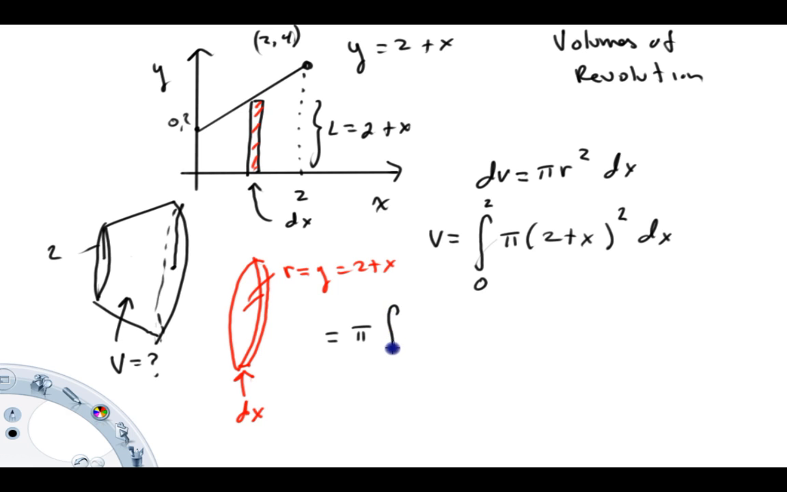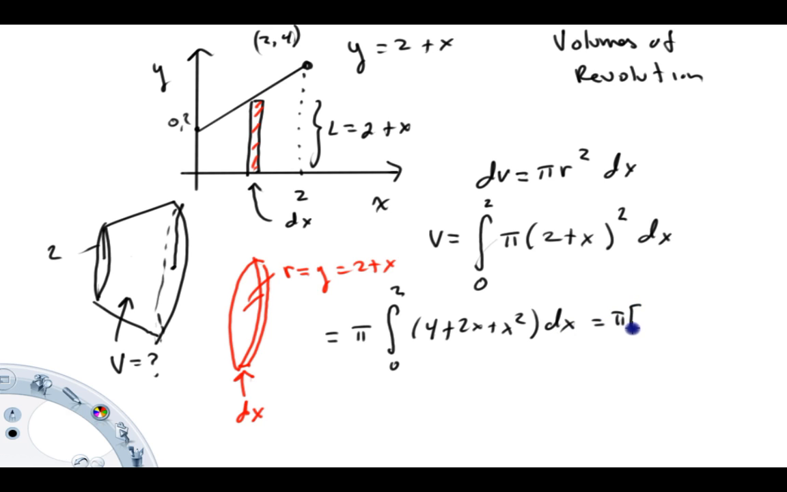I guess I'll go ahead and do a little bit of work here. 0 to 2. If we take the 2 plus x and square it, that's going to be 4 plus 2x plus x squared. And again, it's not just equal to 2 squared plus x squared. You have to FOIL that. 2 plus x times 2 plus x.